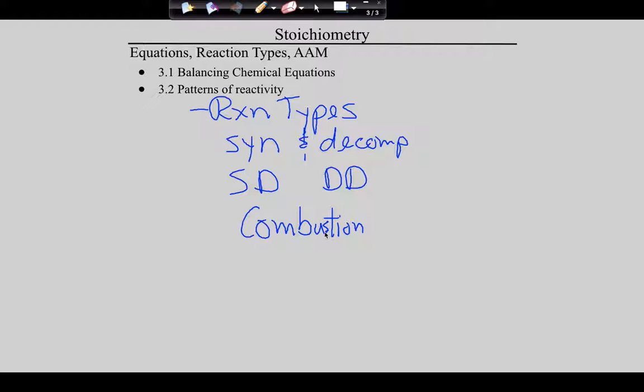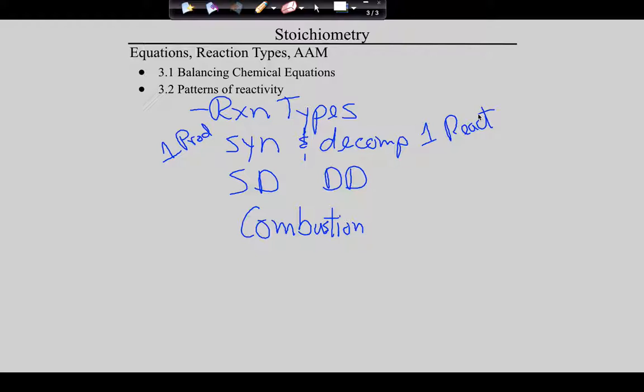So guys, let's talk briefly about each one of these. What is it that makes a synthesis reaction unique? Two or more things together, but what makes it unique? If you're putting them together, what do you get? One product. So guys, this is one product. What about decomposition? One reactant. Those are opposites of each other.